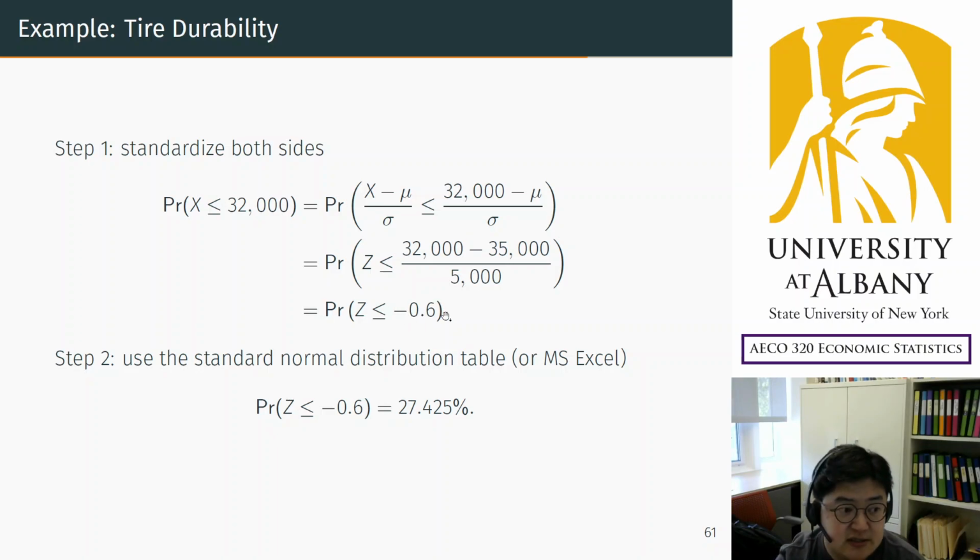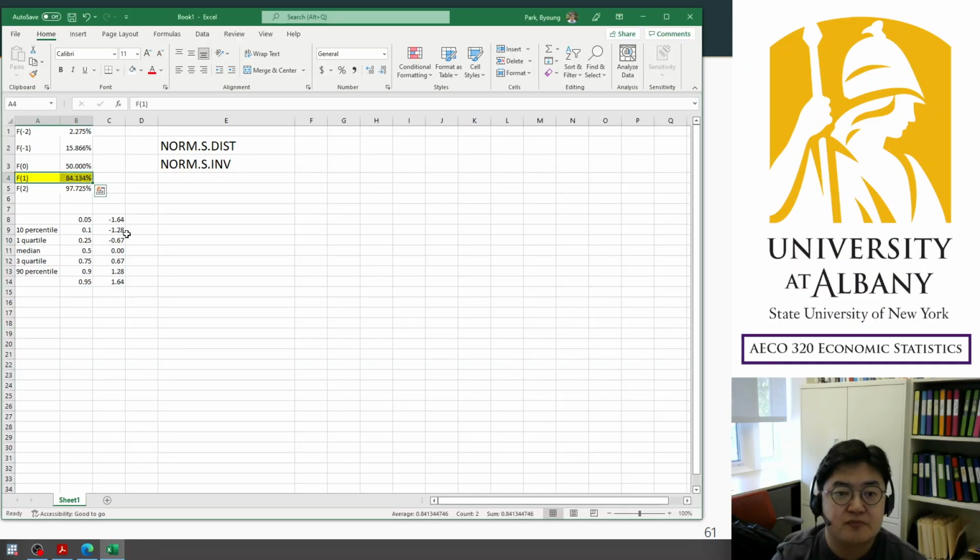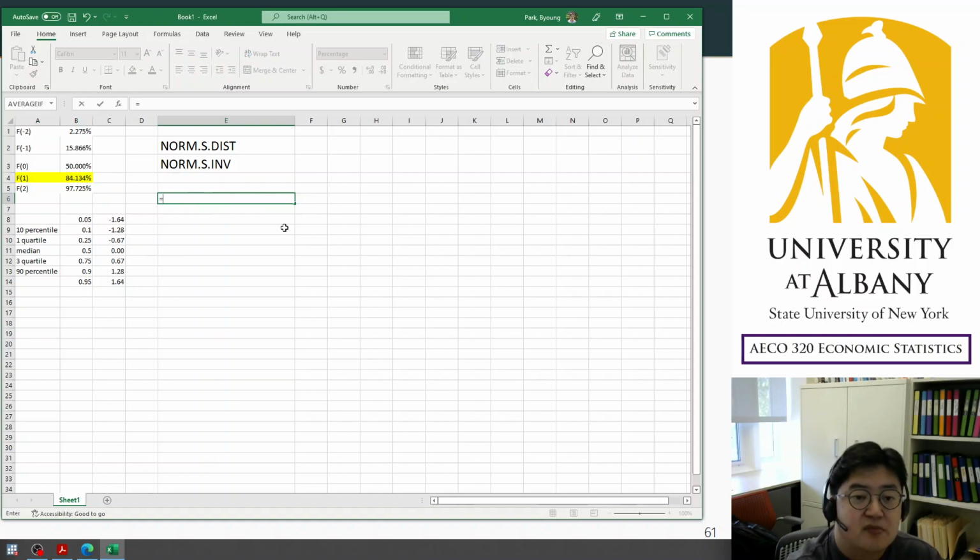That's the meaning of this. If you relatively rank tire lives, it is below the average by 0.6 standard deviation. That is the meaning of this standardization. But anyhow, what we are doing here is more like simple algebra. So plug that into Excel. Like I will use NORM.S.DIST of minus 0.6 and cumulative is true.